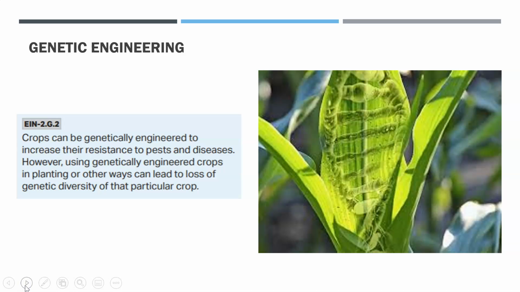So one of the ways that we can increase the resistance of crops to these different pests and diseases is to genetically engineer them to be resistant. While this is great, this can lead to a loss of genetic diversity of that particular crop. As we've seen, it decreases biodiversity by using a genetically identical monoculture.